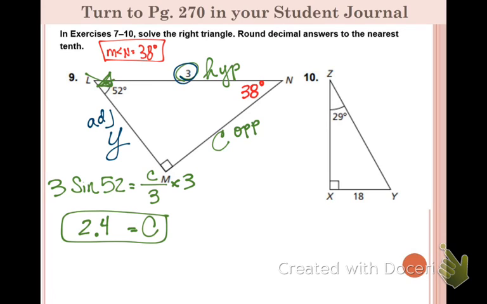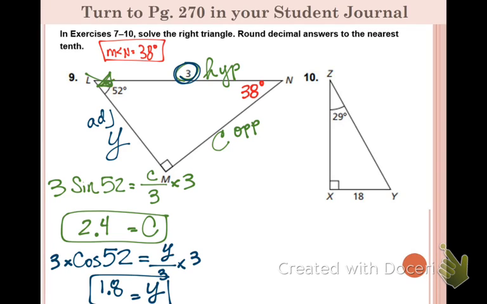Find the adjacent. We're given the hypotenuse, so we want to use the hypotenuse. And the adjacent, which trig function are we going to use? Cosine. So set up cosine. From what angle are we coming from? 52 equals the adjacent, which is y, over the hypotenuse, which is 3. So multiply again, and round to the nearest tenth. 1.8, you said? Yes.